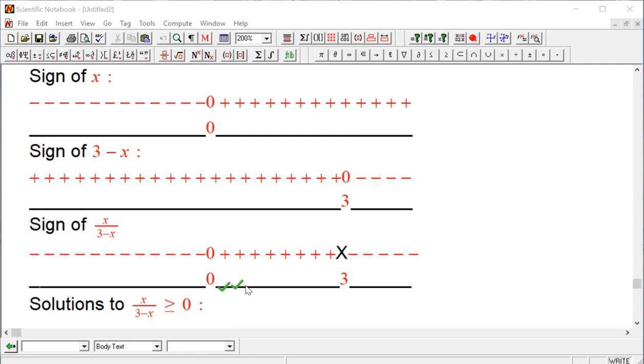So here we get all the positives. Not including 3. Does it include 0? Yes. So our solution is including 0, larger than 0, but less than 3. So here's our solution. Our solution is less than 3. Right there.